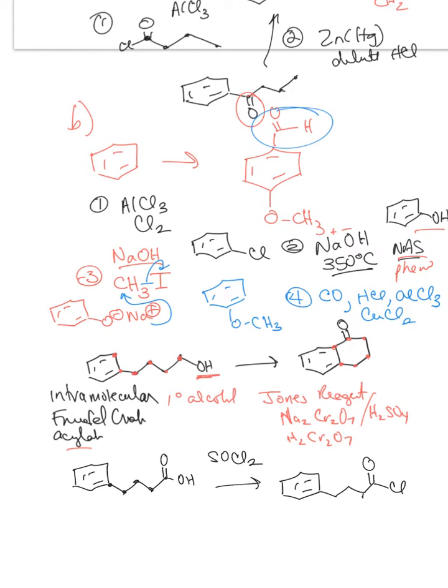Thionyl chloride. Okay? And then, so Jones reagent 1, thionyl chloride 2, and then we're just going to throw in some AlCl3, aluminum trichloride, and that's going to do the Friedel-Crafts intramolecular cyclization to give you the tetralone.